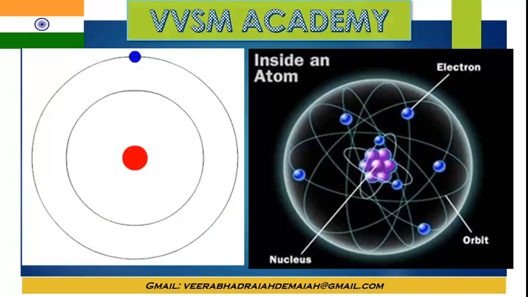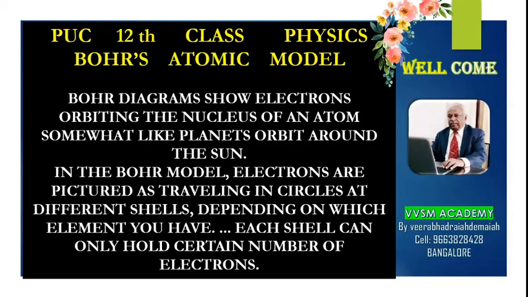Inside an atom, the electrons revolve around the nucleus in principal orbitals K, L, M, N, O, P. This is the Bohr's atomic model. Bohr's diagram shows electrons orbiting the nucleus of an atom somewhat like planets orbit around the sun. In the Bohr model, electrons are pictured as traveling in circles at different shells, which are principal orbitals, depending on which element you have. Each shell can only hold a certain number of electrons. Each and every orbit has a definite number of electrons.